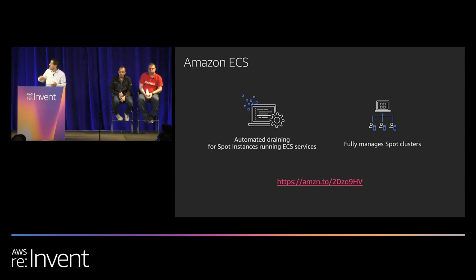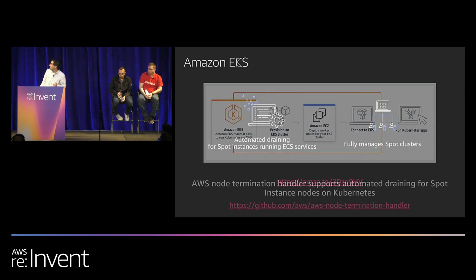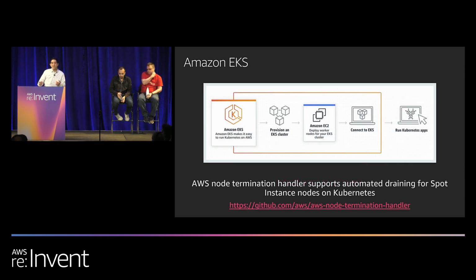As I said, we also have done some additional integrations with other services. ECS just announced automated draining with Spot instances. So your containers can automatically be drained upon interruption notices. That interruption handler is built into the ECS agent. We also announced yesterday additional functionality of fully managing your Spot instances within Spot clusters within ECS. So go check it out. There's a link there. You can check that out. There's a direct link to the GitHub repo as well where that code has been published in the ECS agent. EKS, we built a node termination handler.